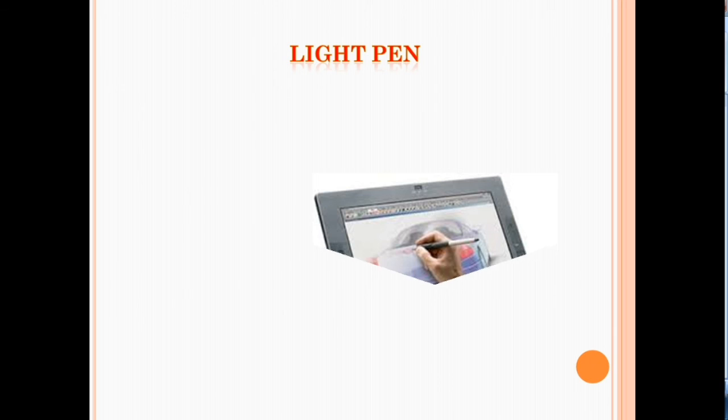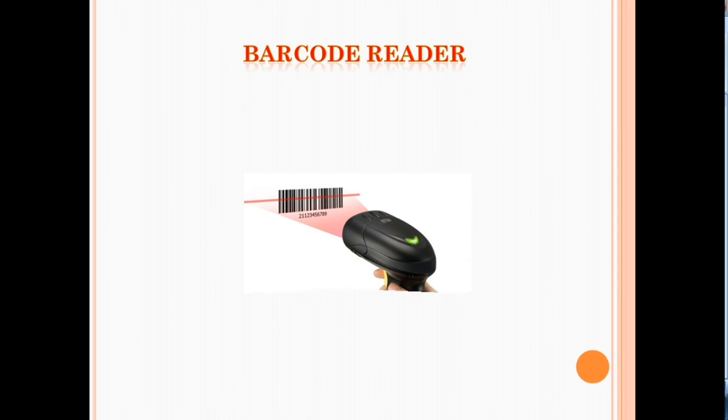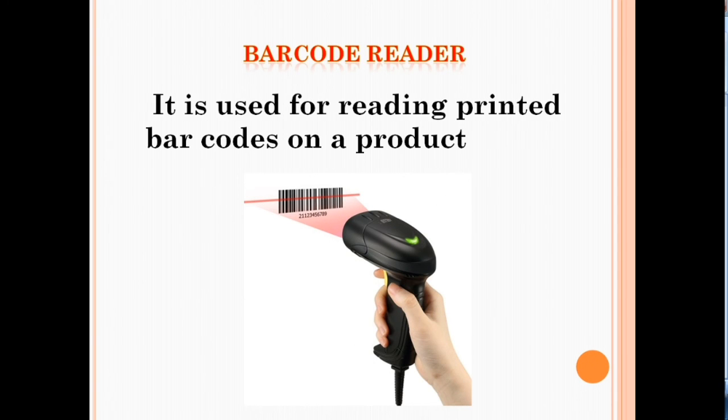Next one is light pen. It is a pointing device used to draw pictures directly on the screen. The next input device is barcode reader. This is a barcode reader. It is used for reading printed barcodes on the product.